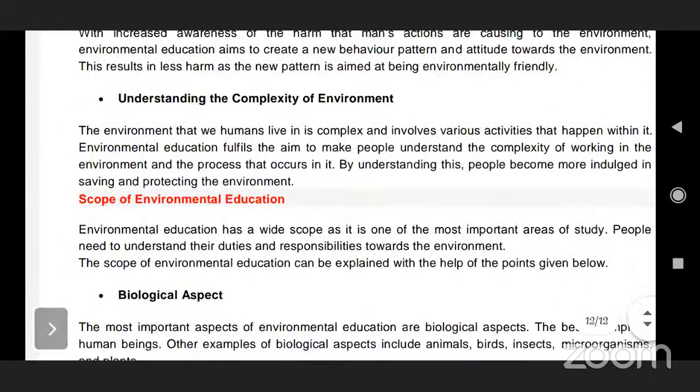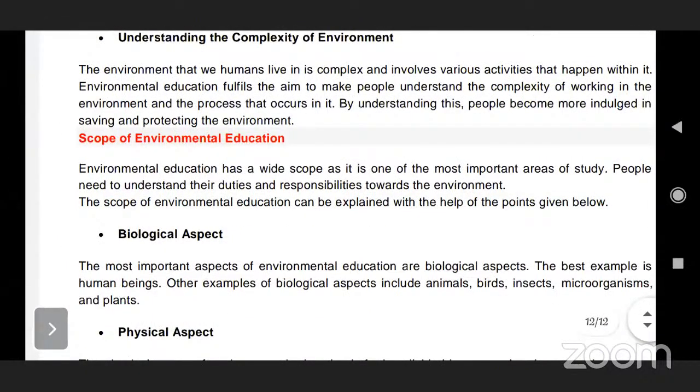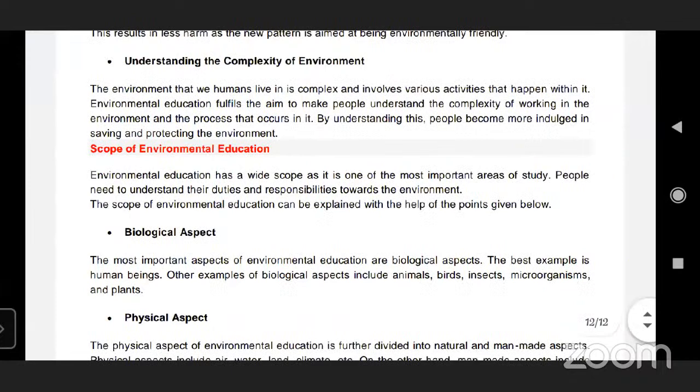And here, the scope of environmental education, as we know, is one of the most important areas of study. Most people need to understand their duties, their works and responsibility towards the environment. This is a major scope. The people need to understand their duties, and as well as their responsibility towards the environment.